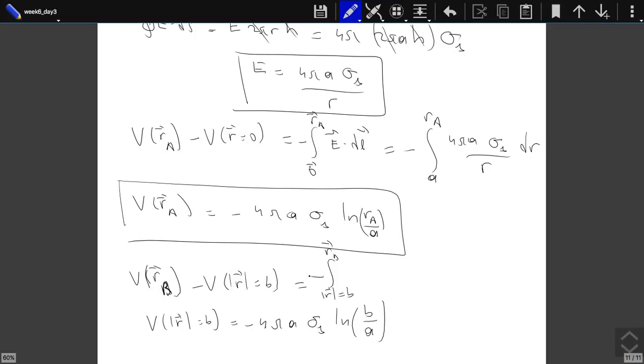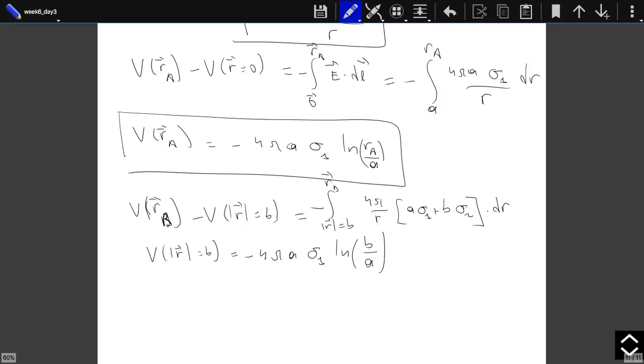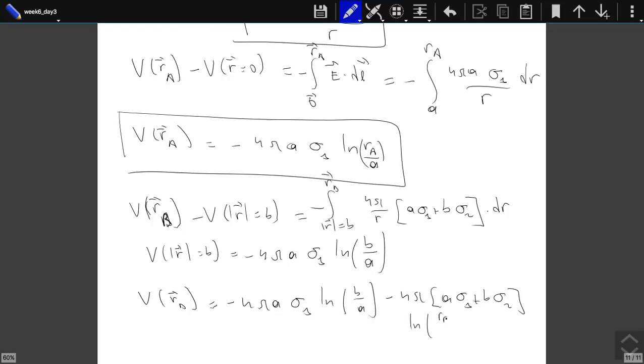of minus the electric field, which will have basically the same form, but the difference will be 4 pi over R times A sigma 1 plus B sigma 2, because when I imagine my Gauss surface, it will contain both the inner cylinder and the outer cylinder, dot dr. So we just evaluate that integral. V at RB is equal to minus 4 pi A sigma 1 logarithm of B over A minus 4 pi A sigma 1 plus B sigma 2 times logarithm of RB over B.